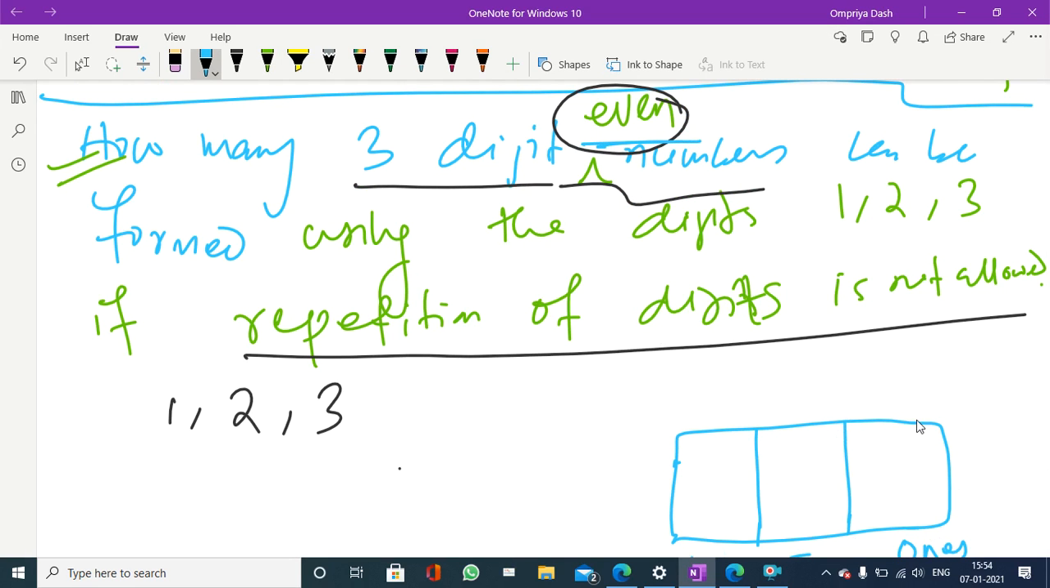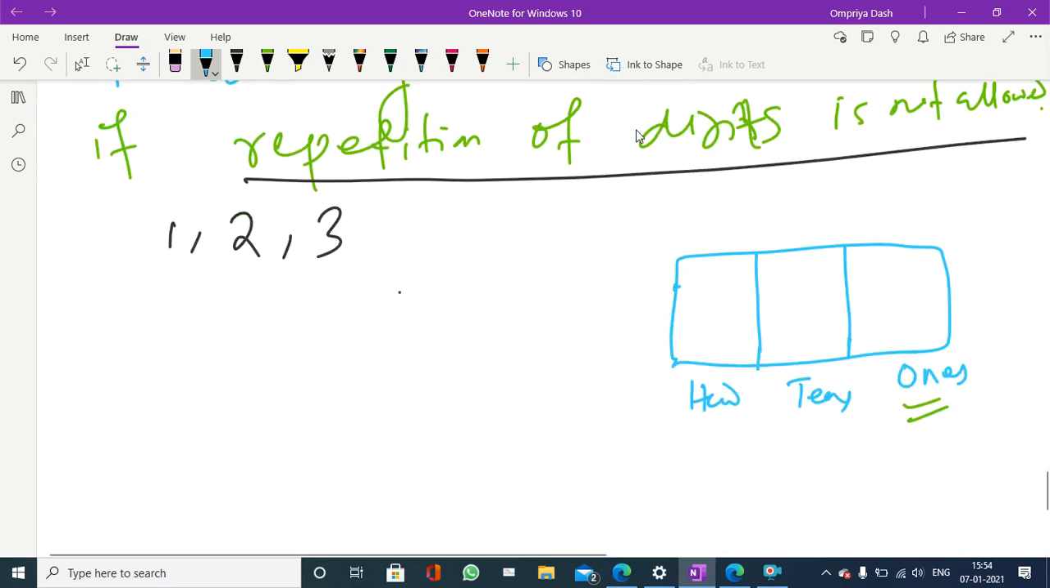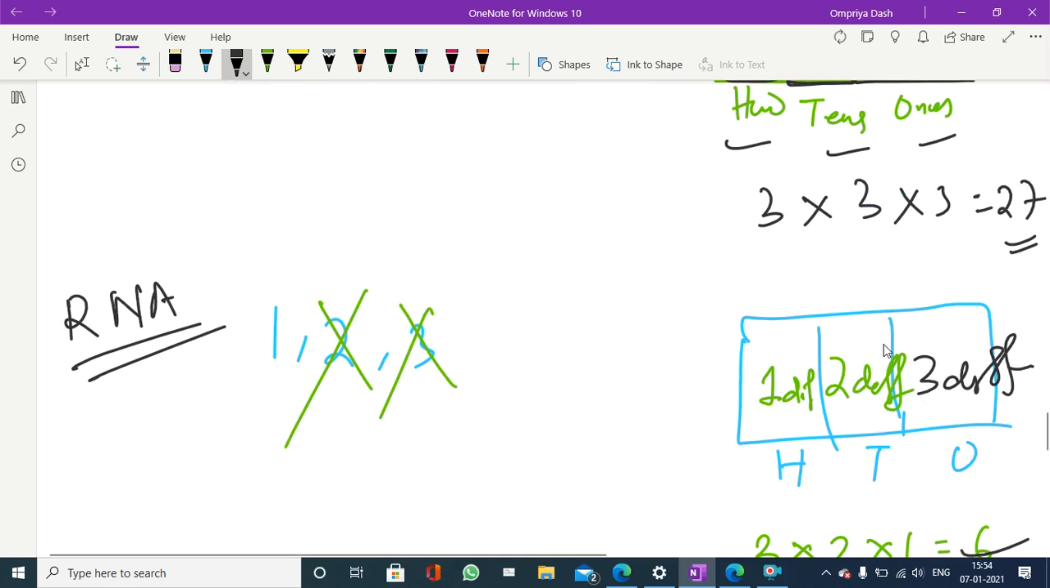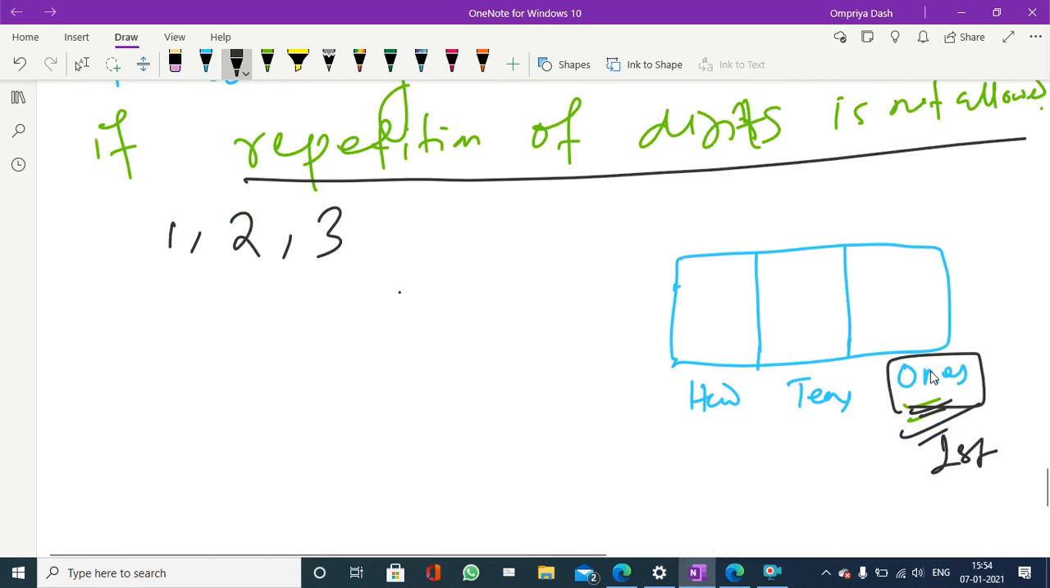That means in the ones place, I cannot fill 1 or 3. I can only put 2 in the ones place, right? Because there is a restriction, an even number you have to form. So in this question, there is a restriction in filling the ones place. Therefore, you have to compulsorily fill the ones place first. This event will be done first, unlike in the previous examples where you could have filled the 100 place first, then tens place, then ones place. But here compulsorily you have to fill the ones place first because there is a restriction.